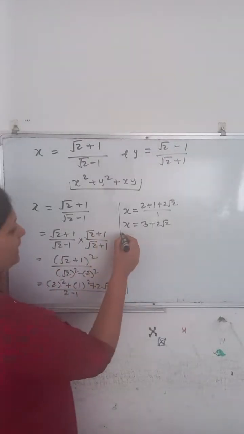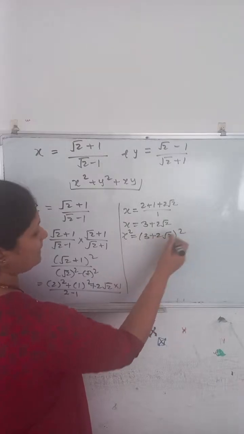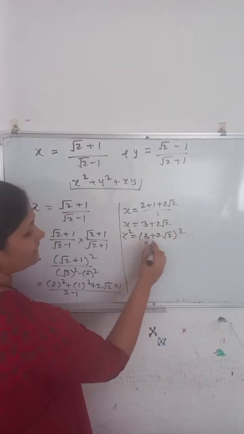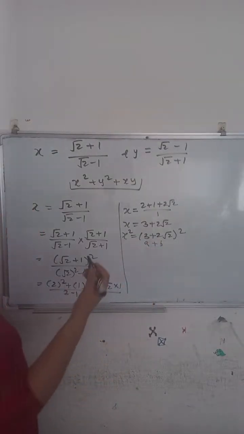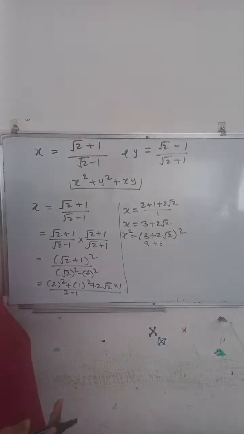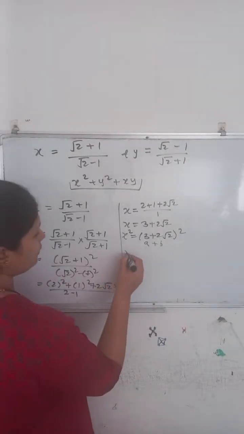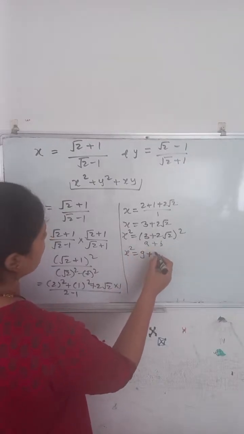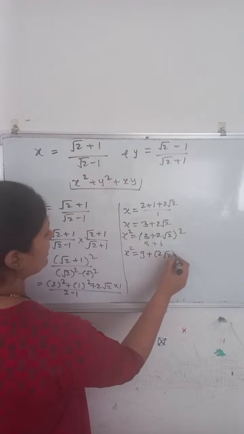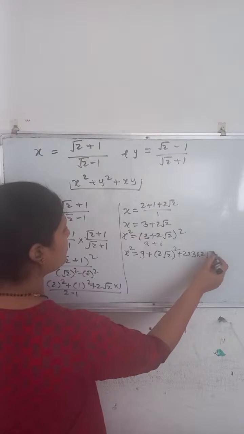Okay. So here x square. So here (3 plus 2 root 2) whole bracket square. So this a is nothing but 3 and b is nothing but 2 root 2. Okay. Expand (a plus b) whole bracket square, that is a square plus b square plus twice ab. So here a square is nothing but 9, b square is nothing but (2 root 2) square, plus 2 into 3 into 2 root 2.